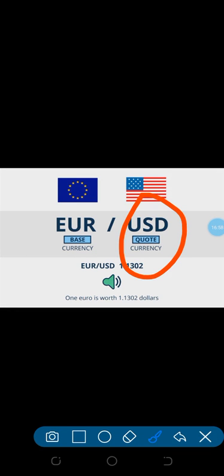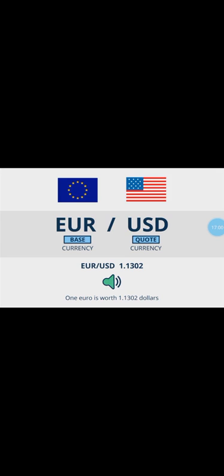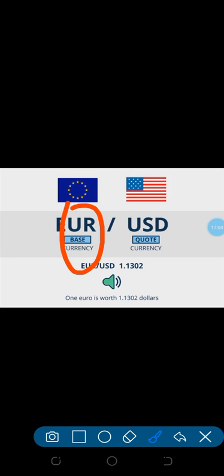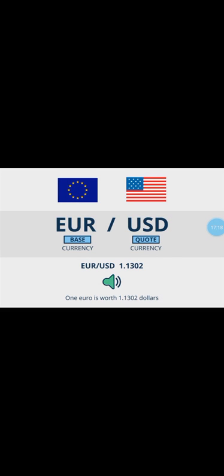The counter. So the one in the first place is known as what? The base currency. Say with me, the base currency. I know you guys are hearing me over there. That's cool. The base currency, and as I explained, the base currency is in the first place. That's the one you use to buy the USD.